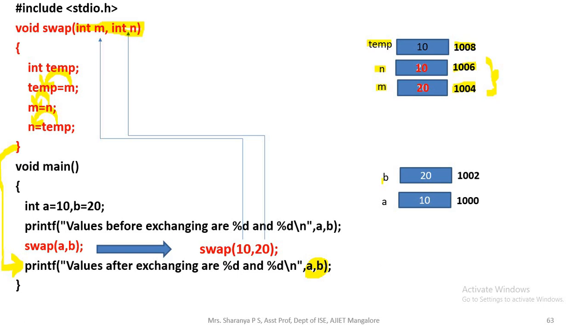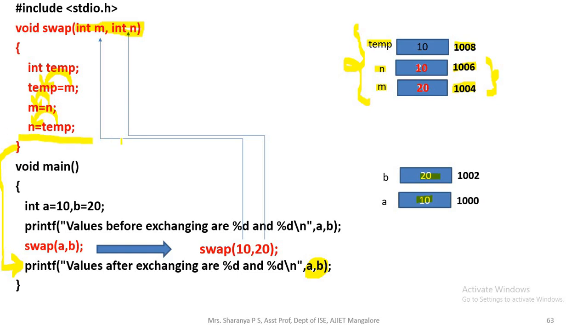So, what is the value of A and B? That is nothing but 10 and 20 only. The swapping process done in the function definition is not affecting the variables A and B present in memory locations 1002 and 1000, because whatever swapping is done is applicable only within this function. Whatever we have defined as int m and int n, its scope is present within this function only, so it is not affecting the values of A and B present in 1002 and 1000.